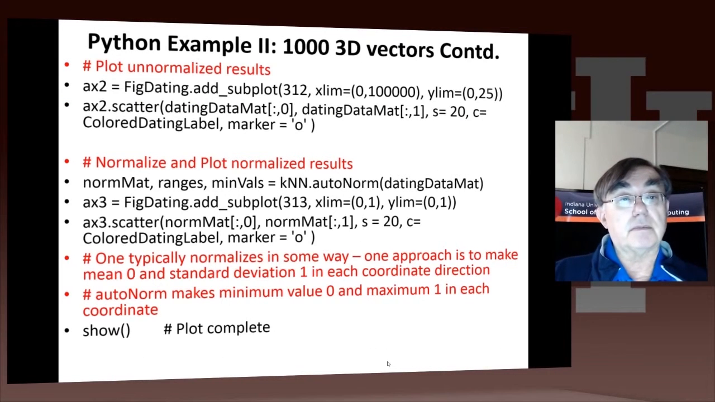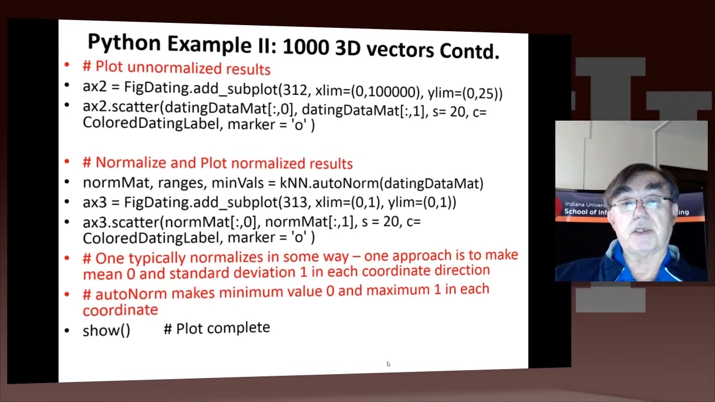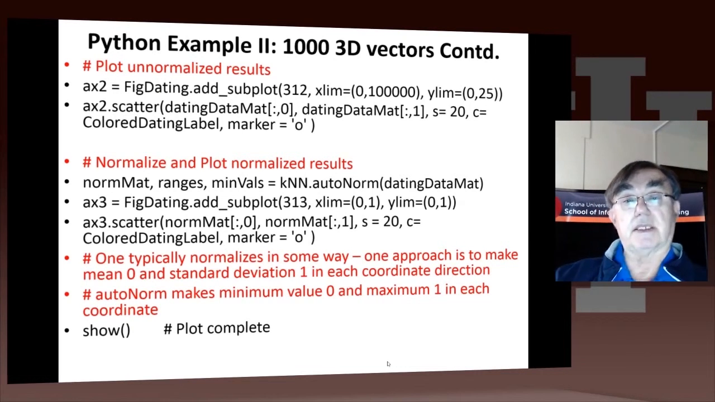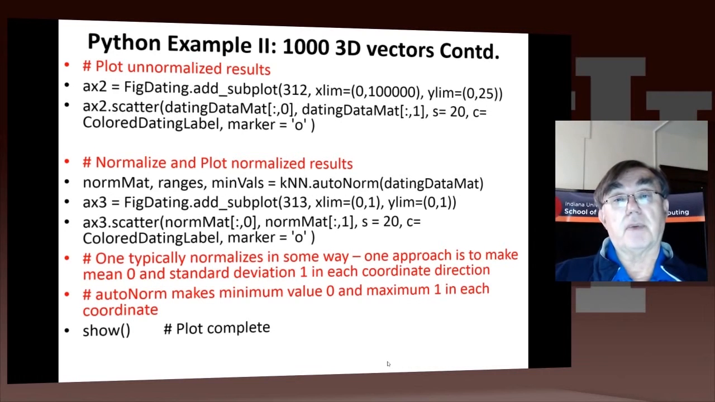Now we plot the middle graph of the set, which is the unnormalized results. That's done by just defining a subplot. That's the fig dating add_subplot command. Then we do a scatter of the x. And here we're only doing x and y, but ignoring z. These plots are 2-dimensional projections, ignoring the z component, the third component. And Harrington has designed this particular data set so you can actually see the division among the classes just from the x and the y components.